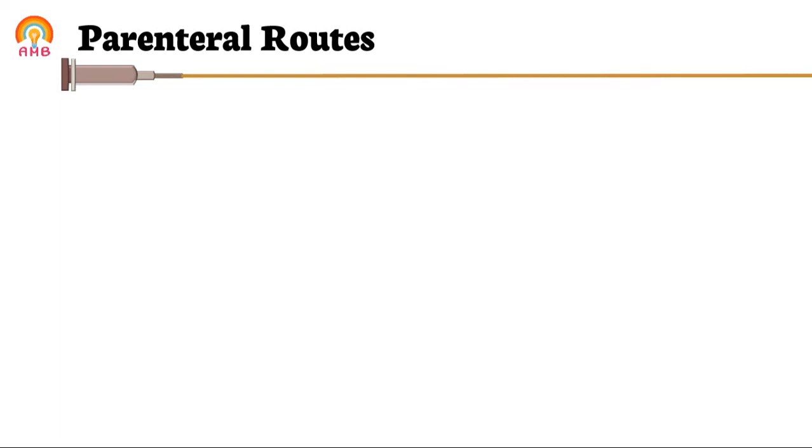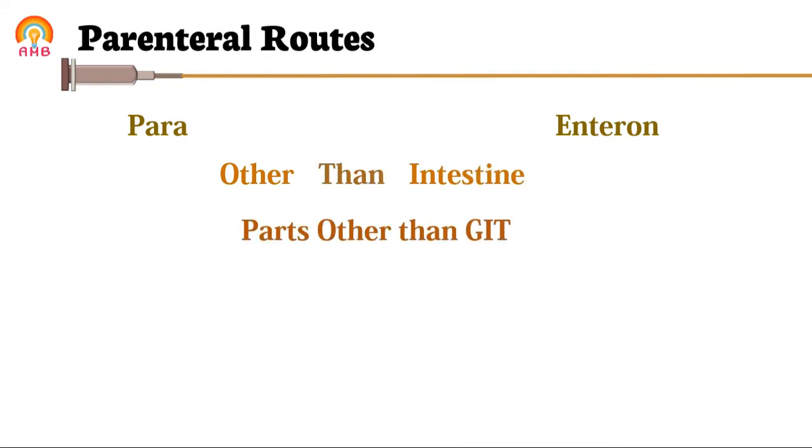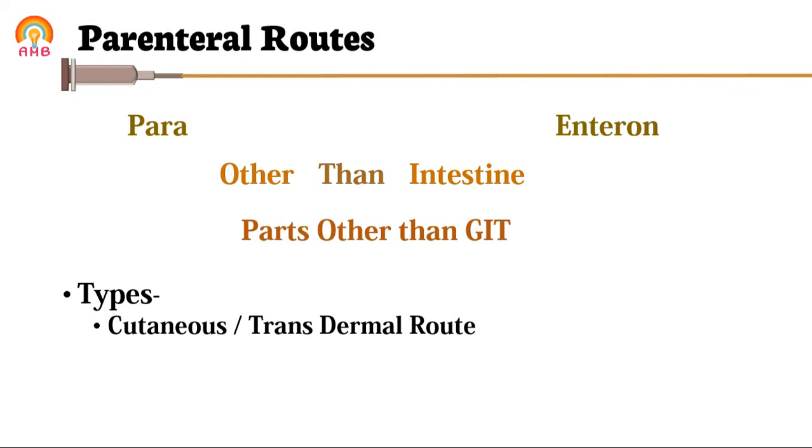Parenteral route is a systemic route, and this word came from two words. Para means other and enteron means intestine. So the route which involves parts other than gastrointestinal tract are called as parenteral routes. These are divided into three subtypes: cutaneous or transdermal route, second is inhalation route, and third is injection routes. Now we will discuss these subtypes one by one.